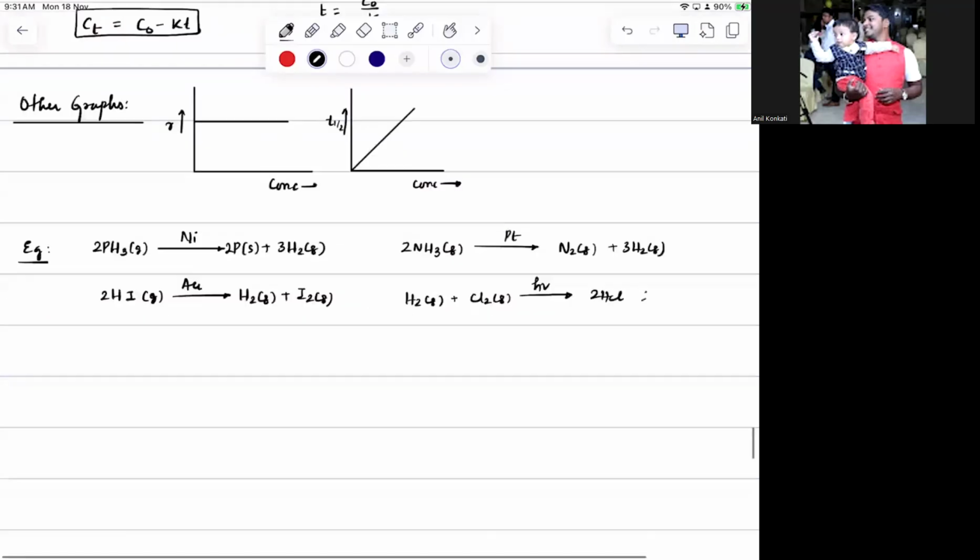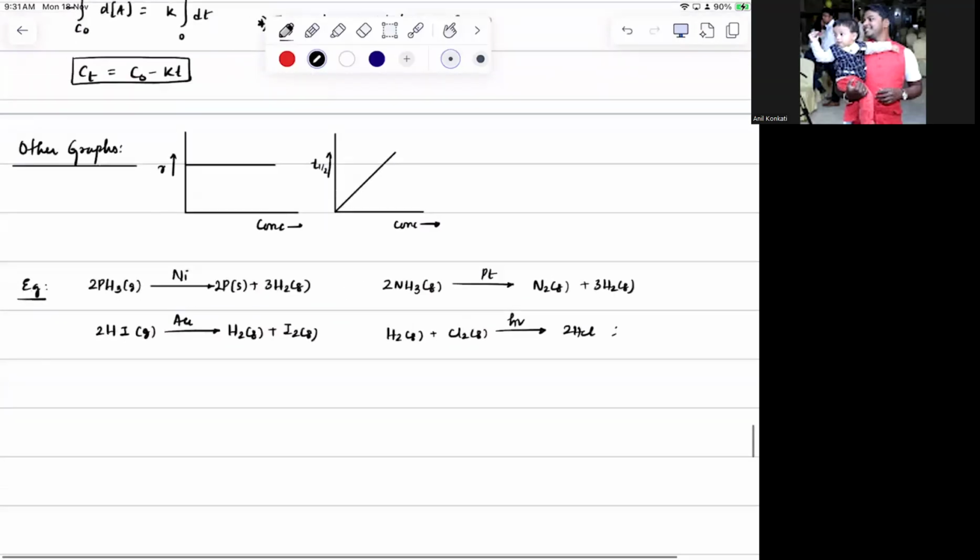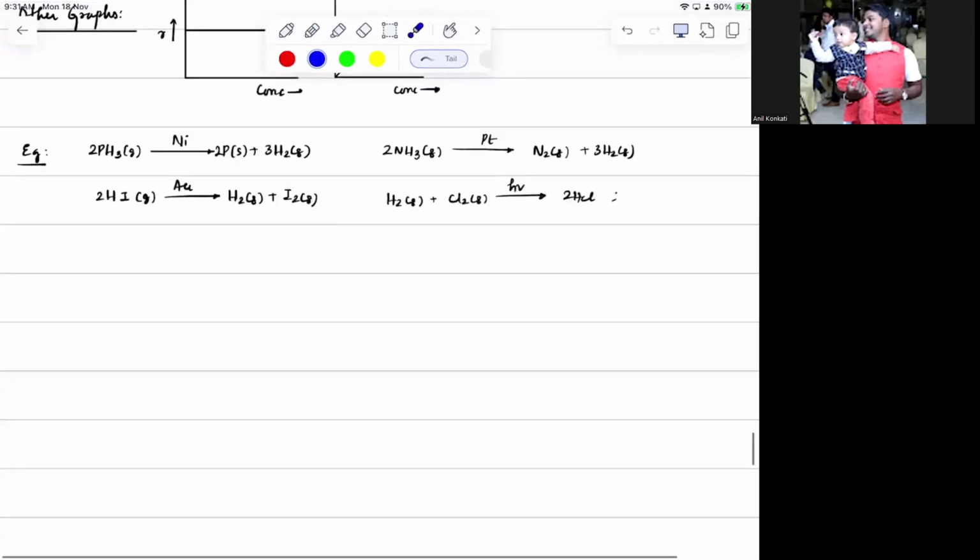So mainly zero order reactions are observed when you are preparing some compound in light, or when you are using a metal surface on which you are decomposing the gases. So those are zero order kinetics. Next. Sir, is the hydrogenation of unsaturated hydrocarbons also zero order? Zero order. Yes. Oh, okay, sir.